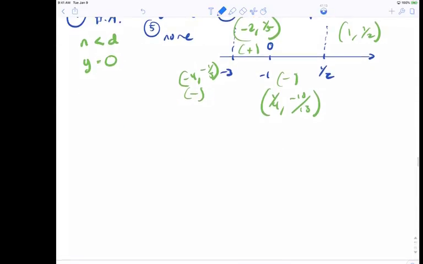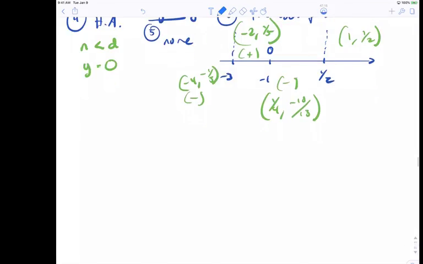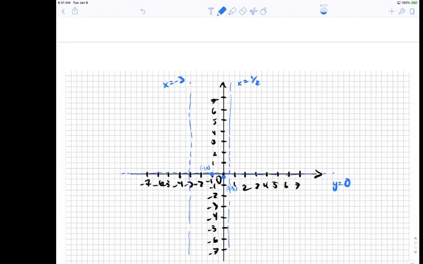Let's plot these points. So we got a -4, -1/3. -4, -1/3 is about here. This is -4, -1/3.